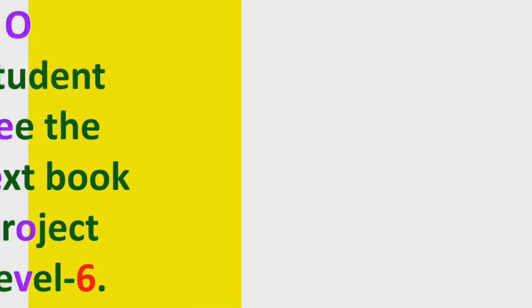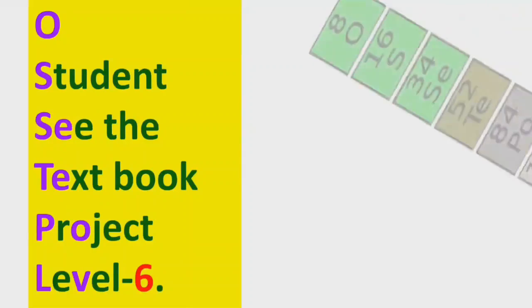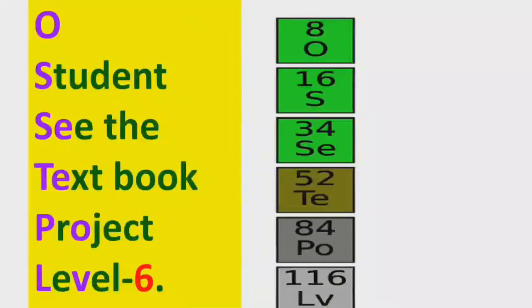Now we will make one sentence to remember 6th A group elements. See the textbook: "Project level 6." Here 6 represents 6th A group elements. O represents oxygen, S represents sulfur, Se represents selenium, Te represents tellurium, Po represents polonium, Lv represents livermorium.